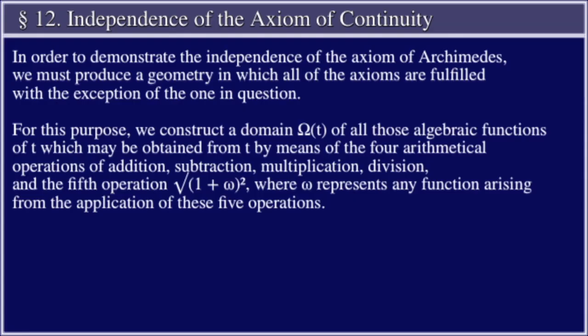In order to demonstrate the independence of the axiom of Archimedes, we must produce a geometry in which all of the axioms are fulfilled with the exception of the one in question. For this purpose we construct a domain, Ω(t), of all those algebraic functions of t which may be obtained from t by means of the four arithmetical operations of addition, subtraction, multiplication, division, and the fifth operation, the square root of 1 + ω², where ω represents any function arising from the application of these five operations.